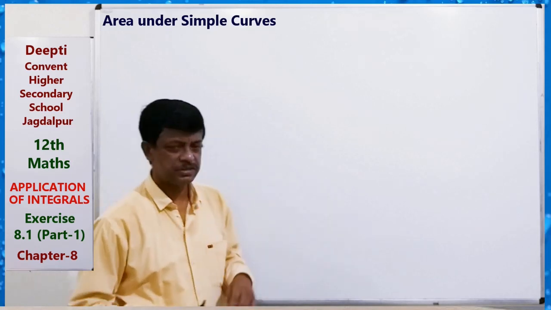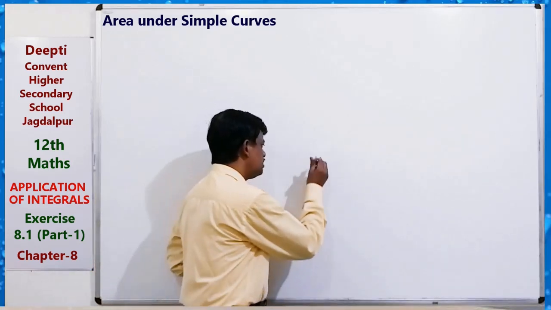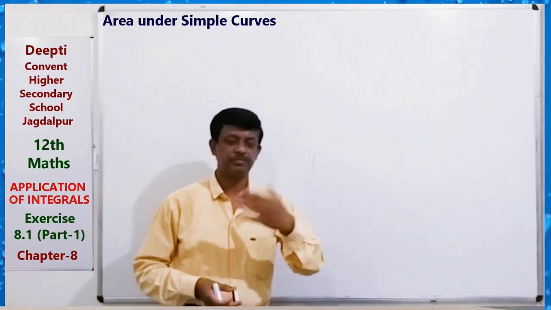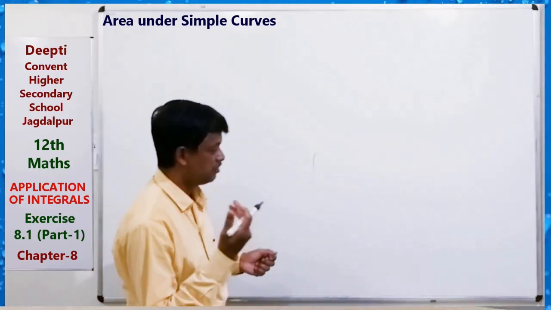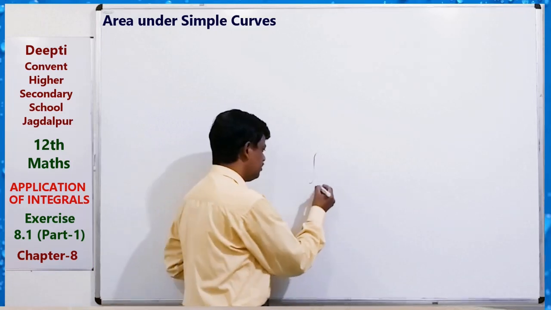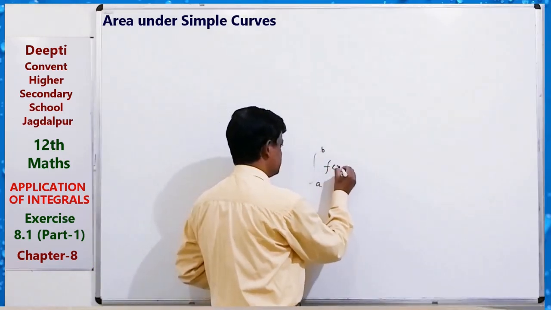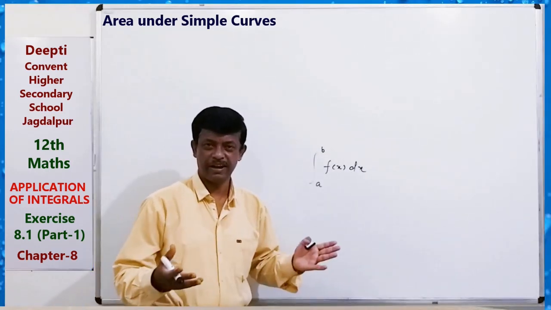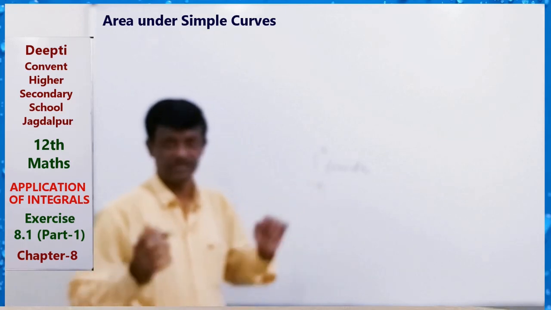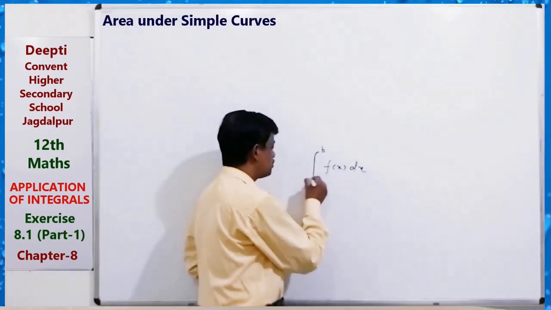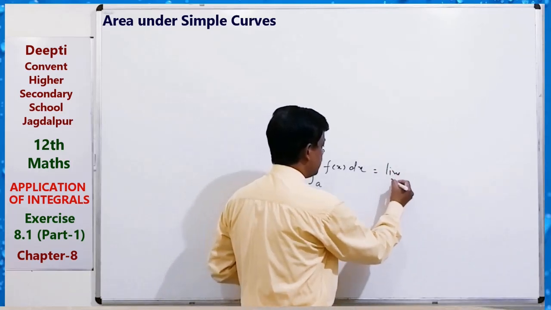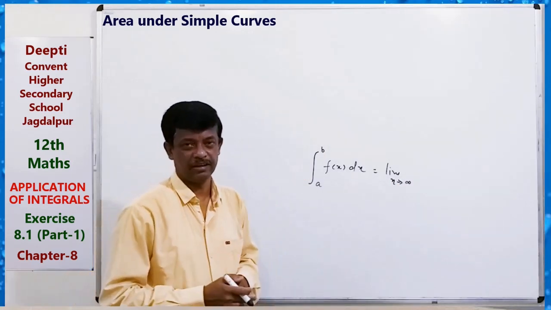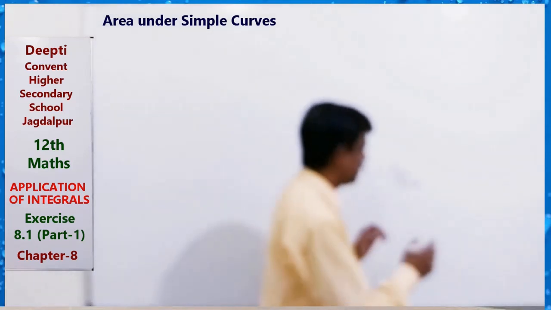Area under simple curves is very simple. The formula is just like when we defined the first fundamental theorem of integral calculus, that is the area function. Also we know this definite integral can be defined as a limit of sum. Limit of sum means what? Limit of the sum of area of rectangles.